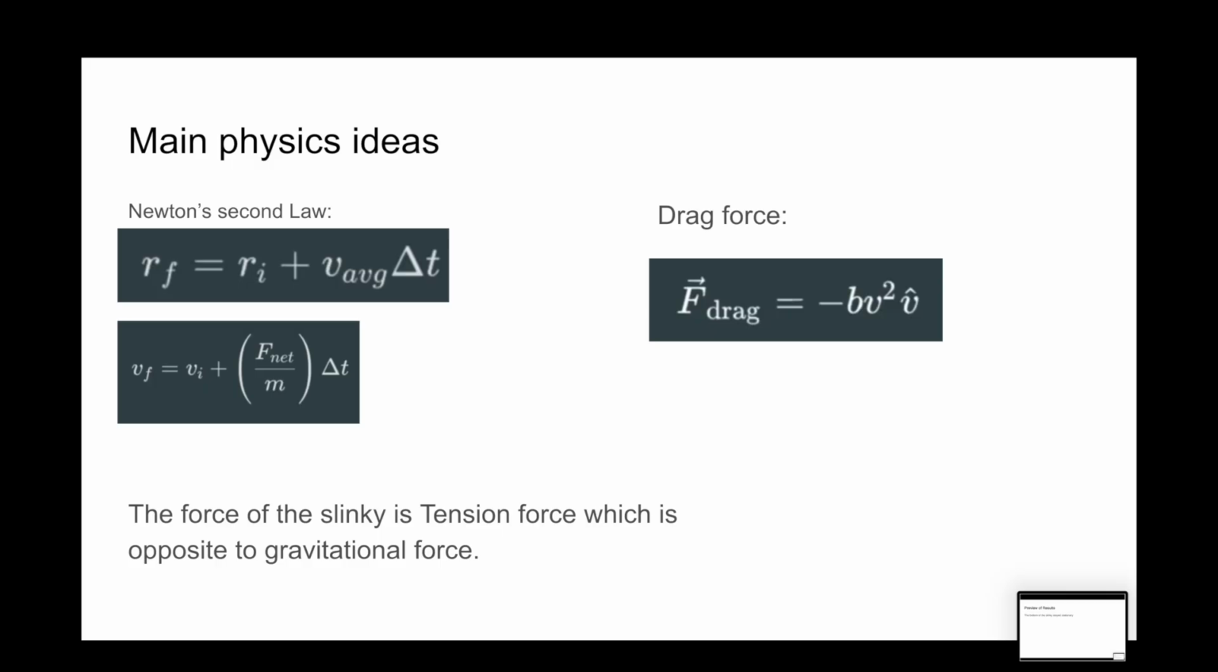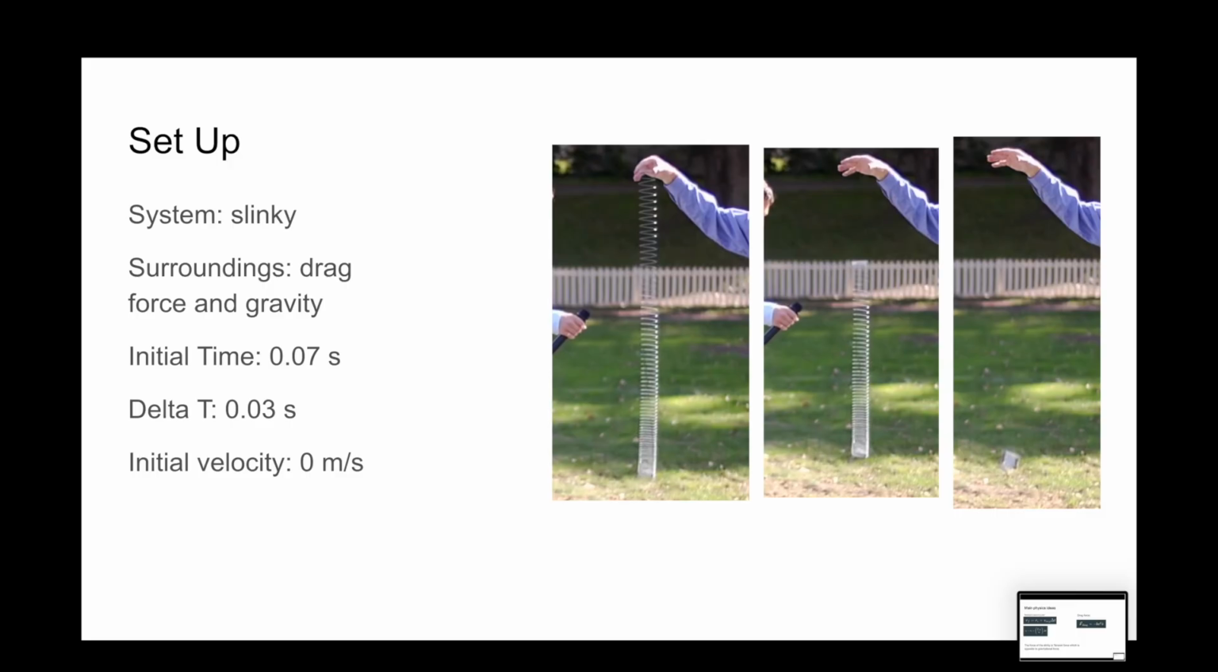it's important to note that the force of the Slinky is actually tension force, and that acts in the opposite direction of gravitational force. So the setup: the system is the Slinky, the surroundings are the drag force, gravity, and the tension force, basically from the Earth. And then the screenshots on the right are from the actual video.